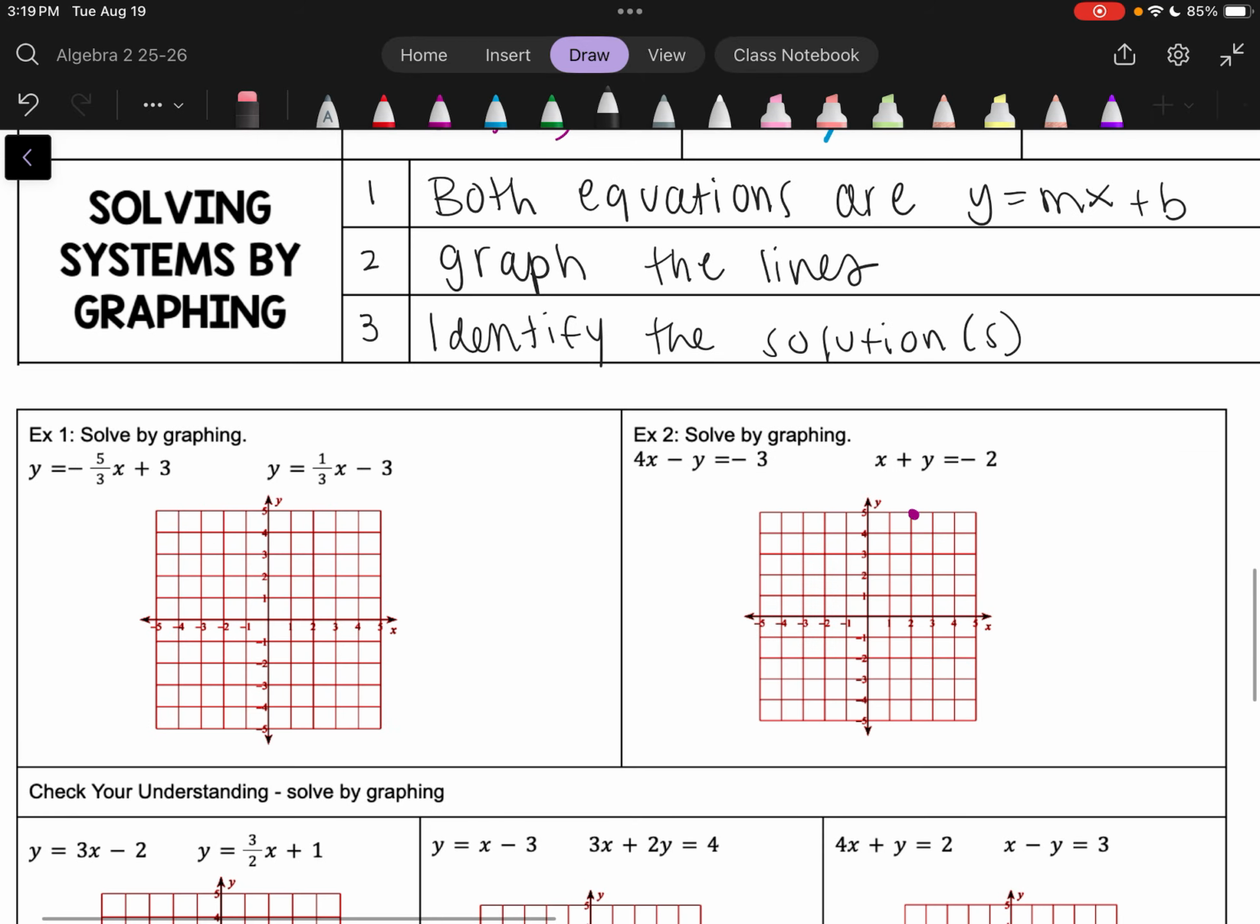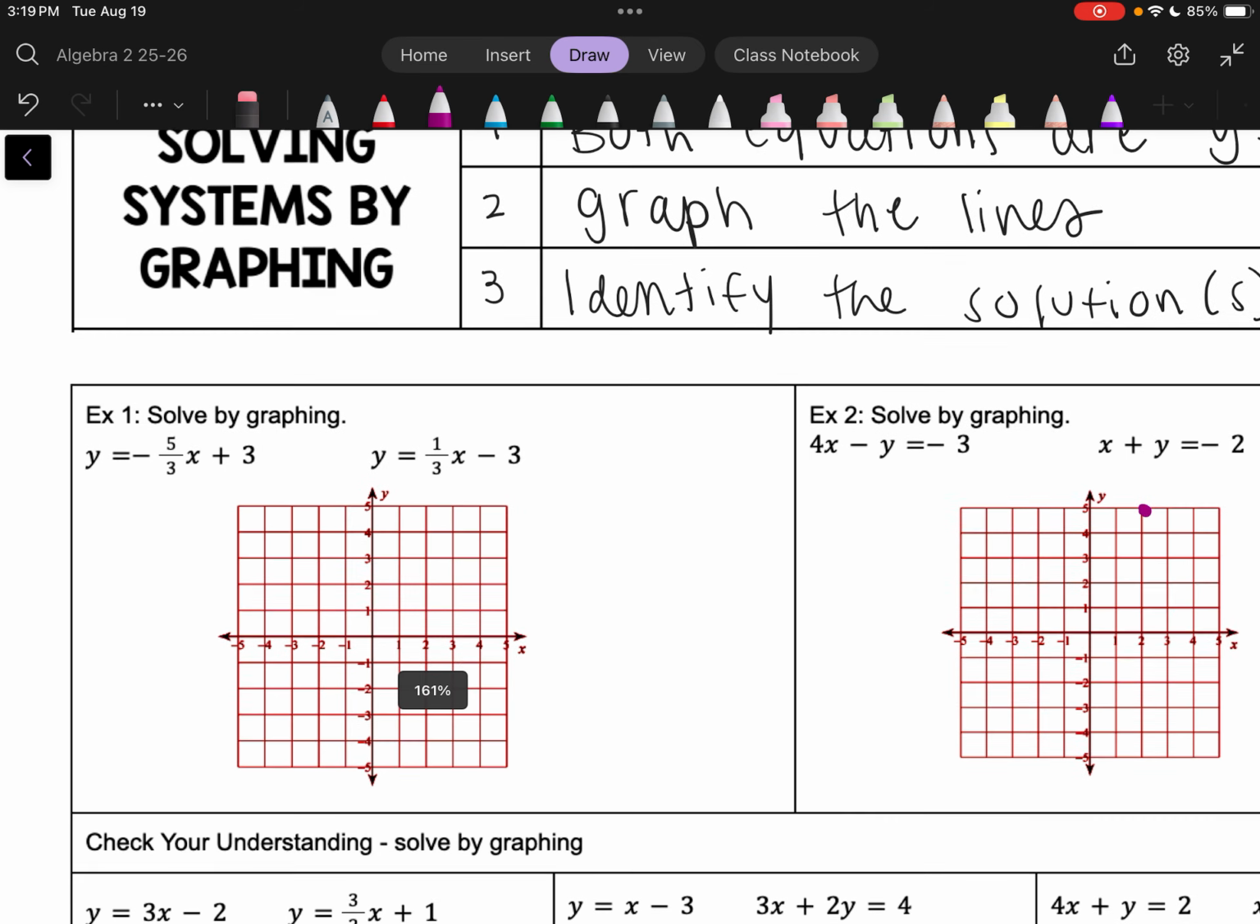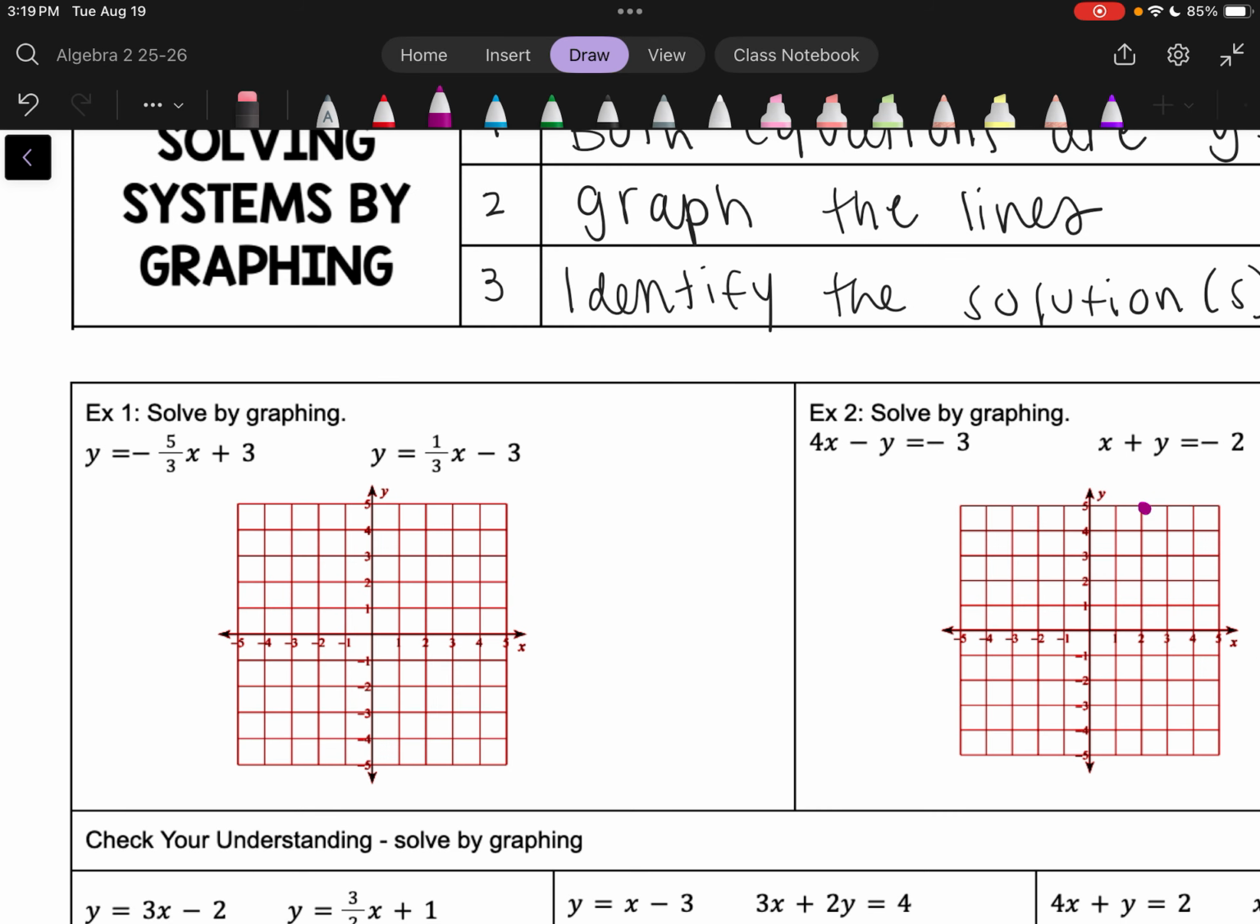So let's go ahead and try. We're going to do two examples together, and then you guys are going to try three on your own. Okay, so we're going to solve these by graphing. Remember to identify your slope and your y-intercept. So for this first one, I'm going to start at +3. My slope is -5/3, so remember that should be a decreasing line from left to right. So I'm going to go down 5 and to the right 3. So then that is a decreasing line.